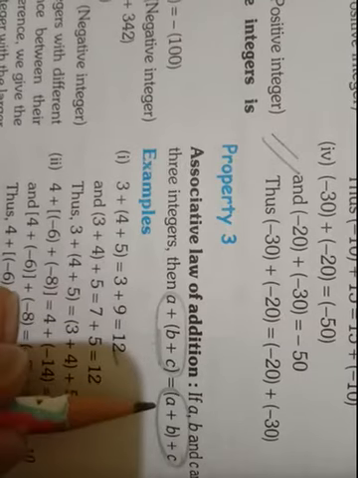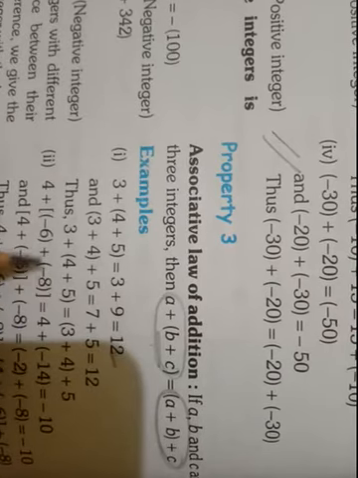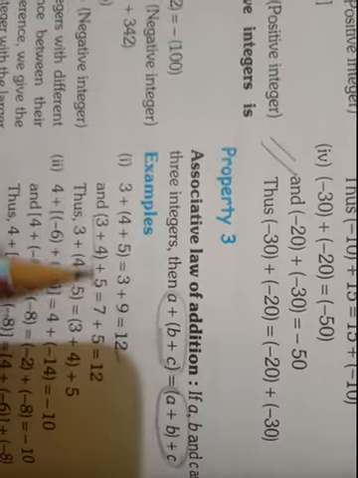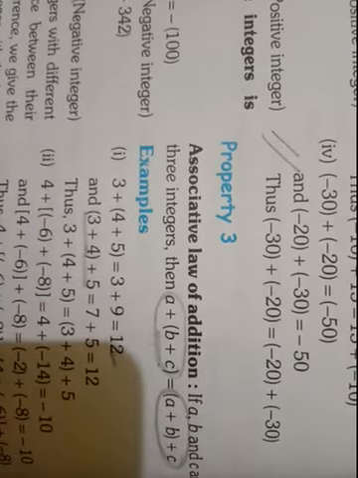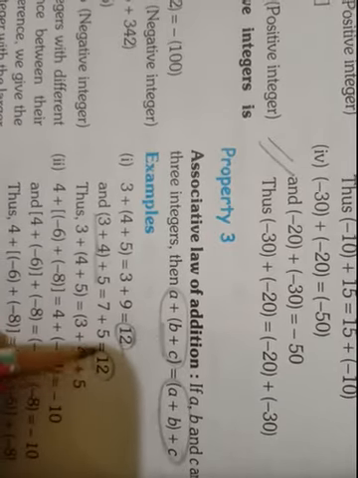After that, the RHS: a plus b inside the bracket plus c means 3 plus 4 inside the bracket, plus 5. Again we apply the BODMAS rule. 3 plus 4 is 7, and 7 plus 5 is 12. This 12 and this 12, these two are the same.